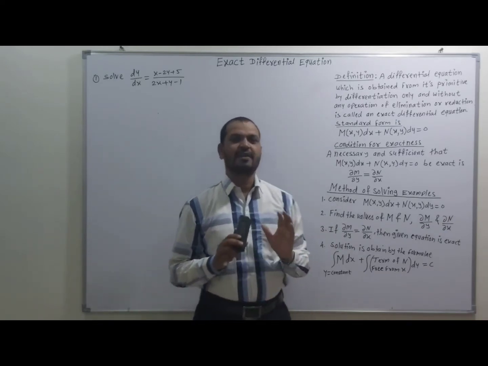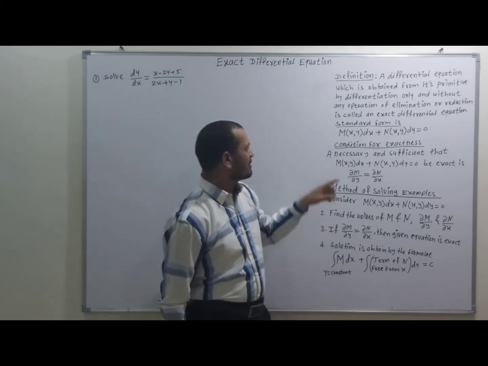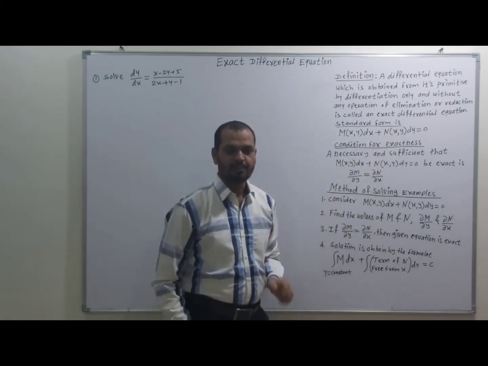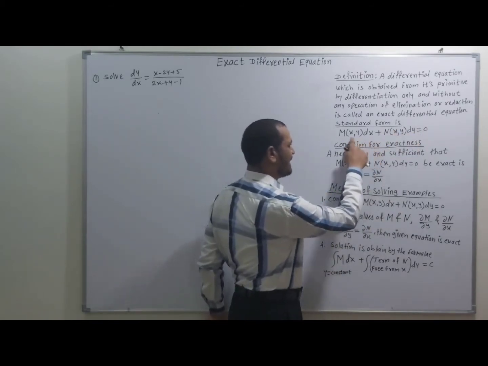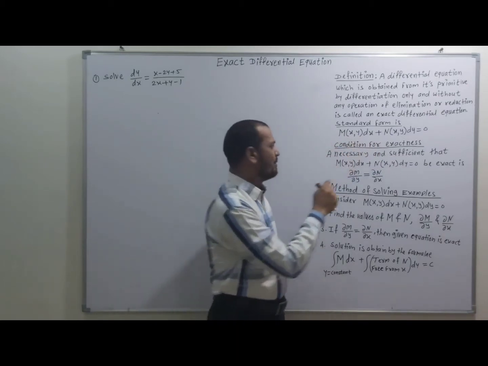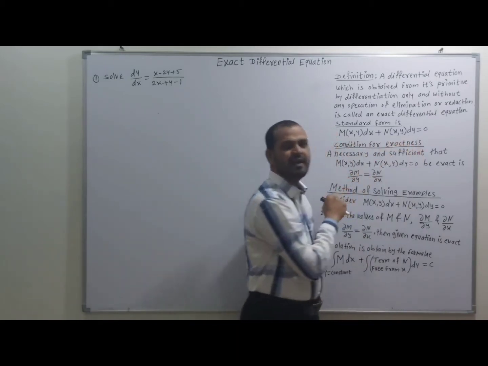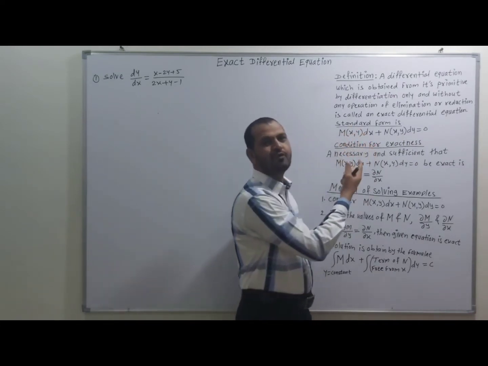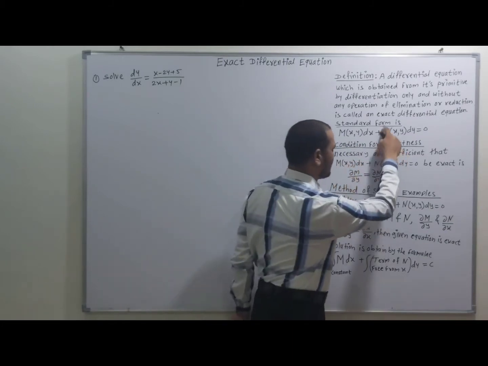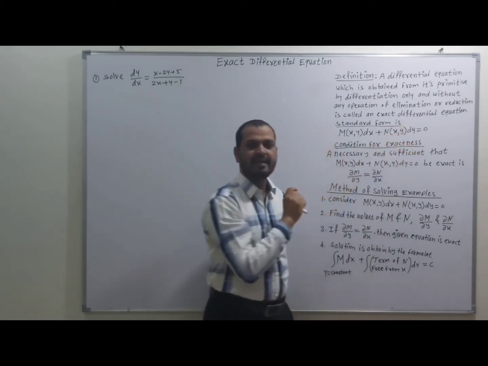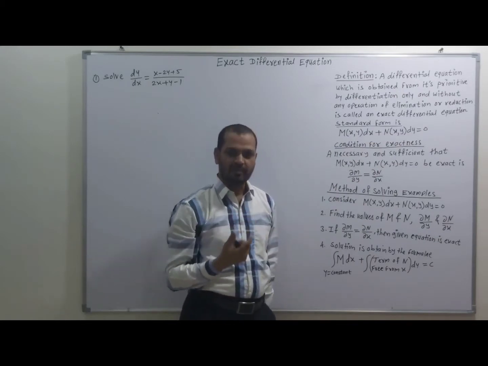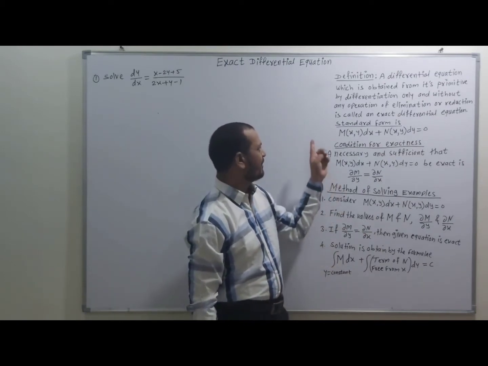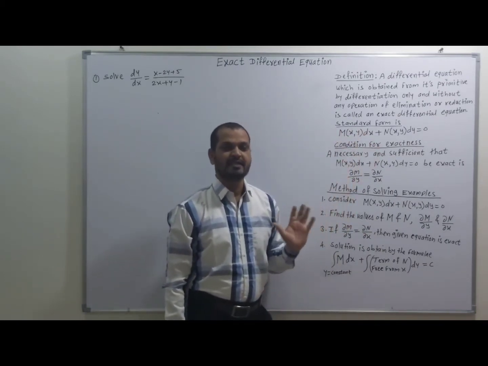Now friends, here the standard form of this exact differential equation is M(x,y) dx plus N(x,y) dy equal to 0. That means the coefficient of dx is in terms of x and y, and the coefficient of dy is in terms of x and y. So this M is a function of the two variables x and y, or constant. The coefficient of dy, that is N, is also a function of the two variables x and y, or maybe constant. Then such an equation is called an exact differential equation. This is the standard form related to the exact differential equation.